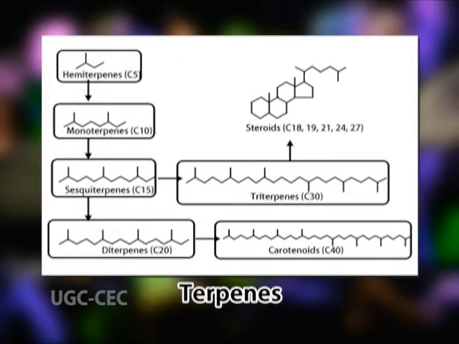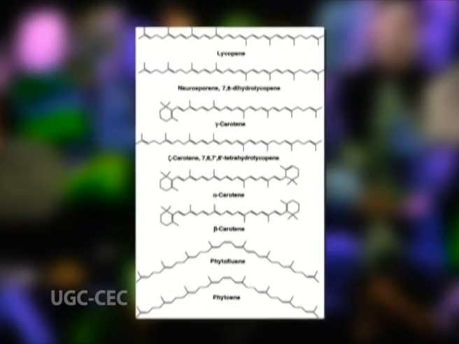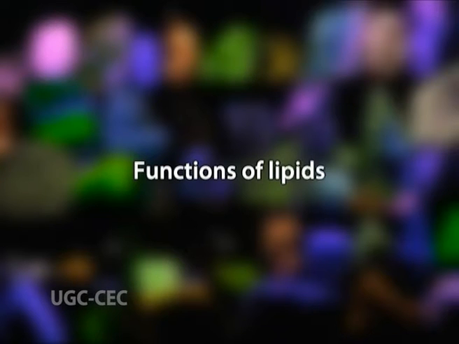The terpenes are classified into monoterpenes with 10 carbon atoms, sesquiterpenes with 3 isoprene units or 15 carbon atoms, C20 diterpenes and C30 triterpenes. The carotenoids are tetraterpenes having 40 carbon atoms. Now, after knowing the structure and various classes of lipids, we now come to the last segment of our topic, that is the functions of lipids.